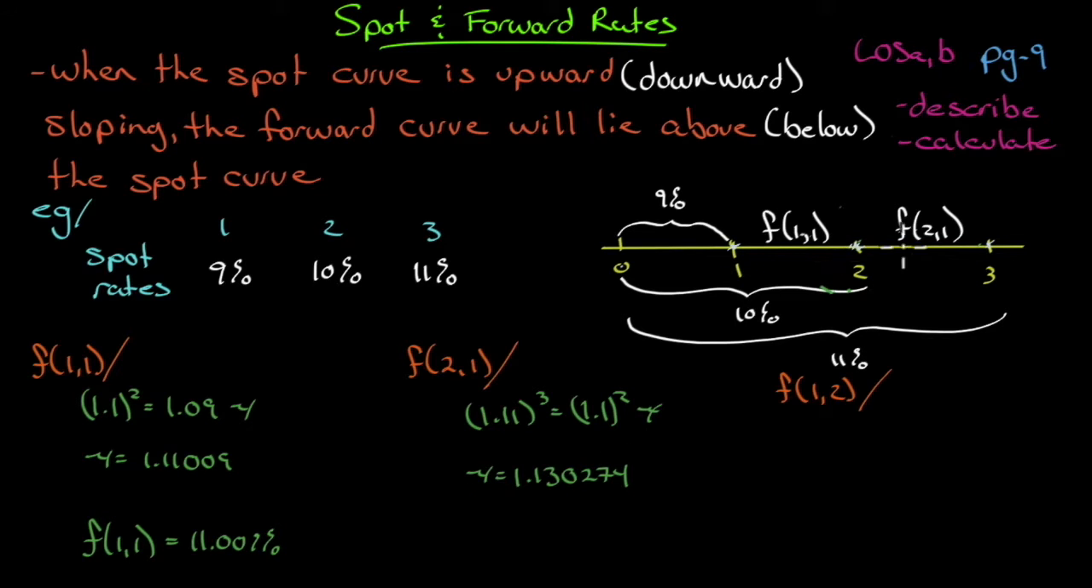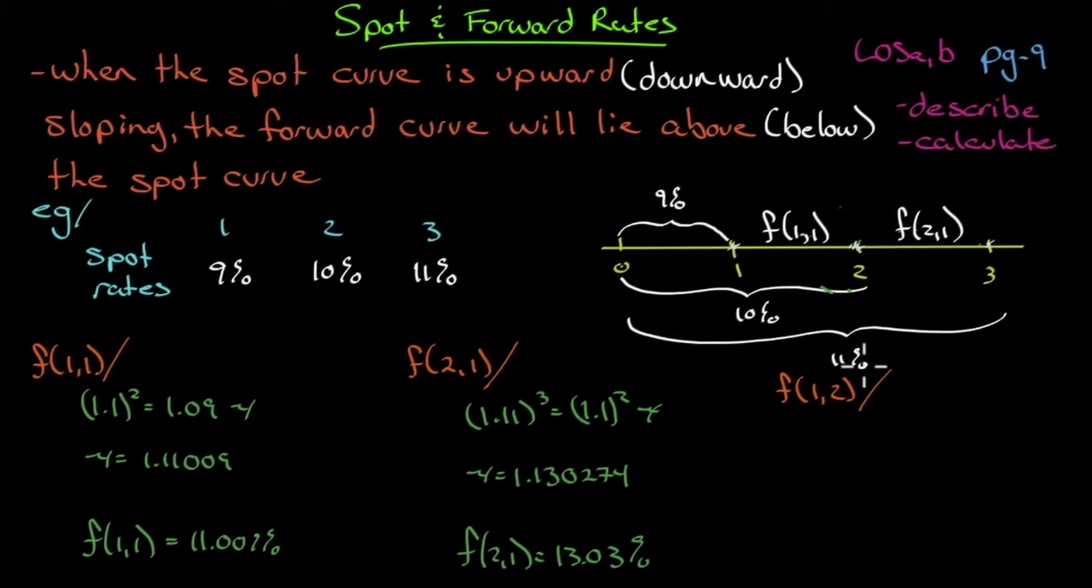Knowing that my x is 1 plus, I take off the 1. My F21 is going to be 13.03. I'll round that up to 13.03%. Is that above my R3? It is. So you can see that the forward curve will be above the spot curve on an upward sloping spot curve.